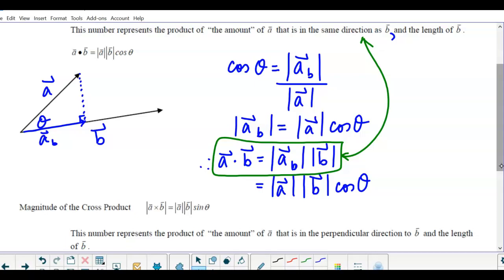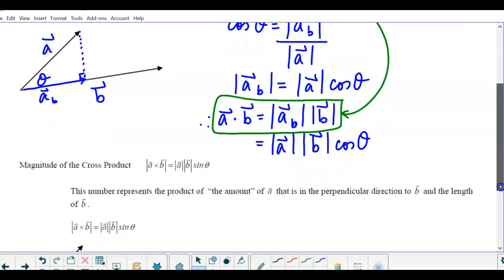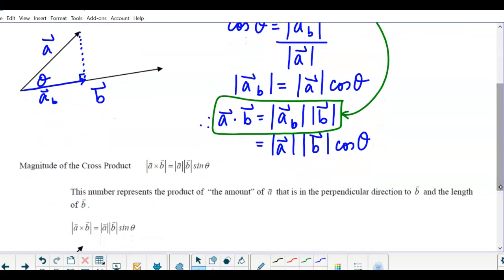Okay, so the magnitude in the direction of B, cross product is perpendicular, the magnitude perpendicular to B. So this value here, and this is the absolute value. Remember, this is a number. That's a number too, like the dot product. So it represents the product of the amount of vector A that's in the perpendicular direction to B and the length of vector B.